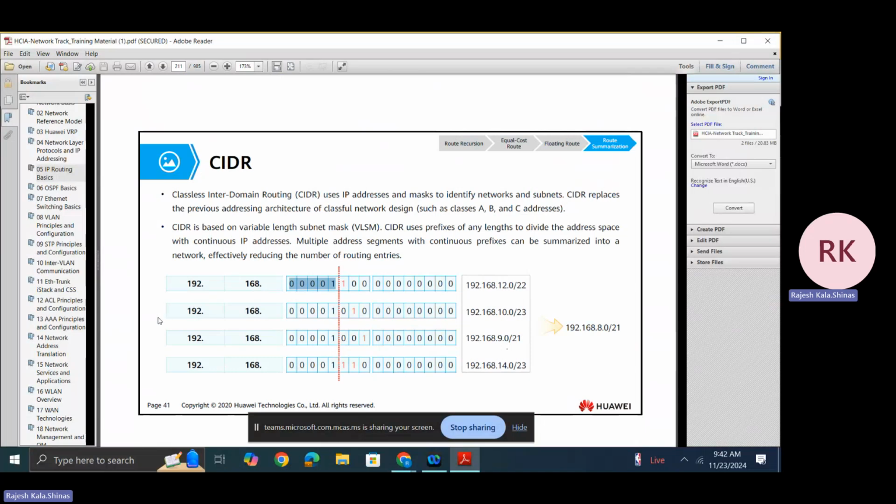Okay, so what I will do: 192, 168, I write all the networks in binary, then I check how many bits are common. Up to here it's common, so this is 8. Then how many network bits? 16, 17, 18, 19, 20, 21. That's why the summary for all these networks is 192.168.8.0/21.